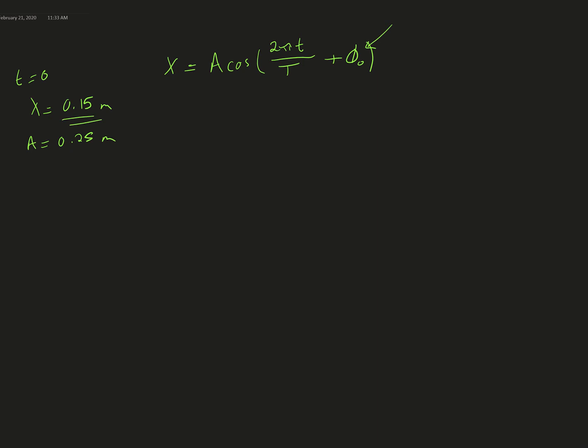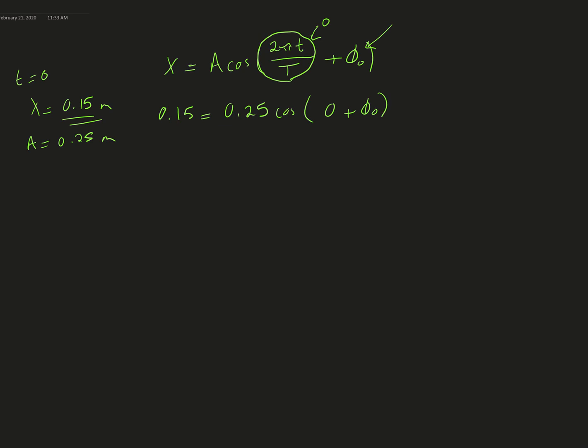So that's a helpful piece of the puzzle. So I'm going to go ahead and plug in 0.15 for x. I'm going to plug in 0.25 for a. And then again, it's cosine of, but because I know the initial time is 0, the best part about that is I don't even need to know what the period is right now, because that whole part there is just going to become a 0, right? This entire chunk here is just going to go to 0, and then plus the initial phase constant.